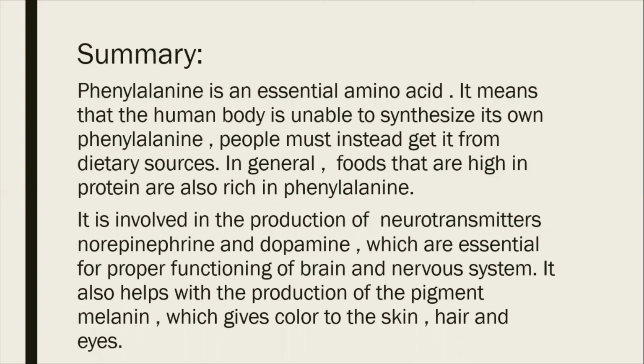Summary. Phenylalanine is an essential amino acid. It means that the human body is unable to synthesize its own phenylalanine. People must instead get it from dietary sources. In general, foods that are high in protein are also rich in phenylalanine. It is involved in the production of neurotransmitters norepinephrine and dopamine, which are essential for proper functioning of the brain and nervous system. It also helps with the production of the pigment melanin, which gives color to the skin, hair, and eyes.